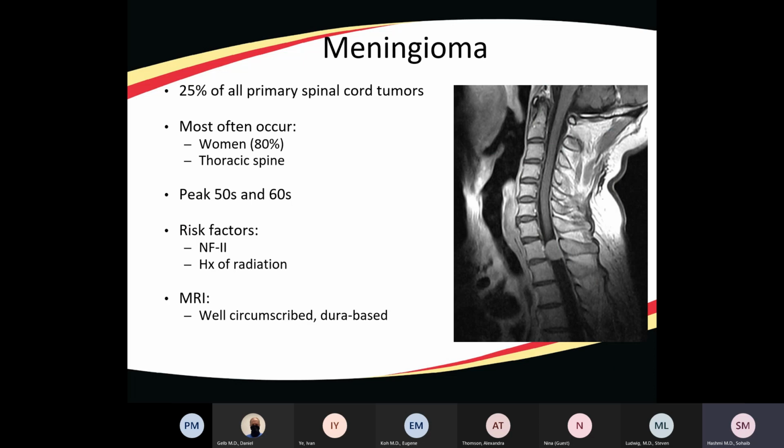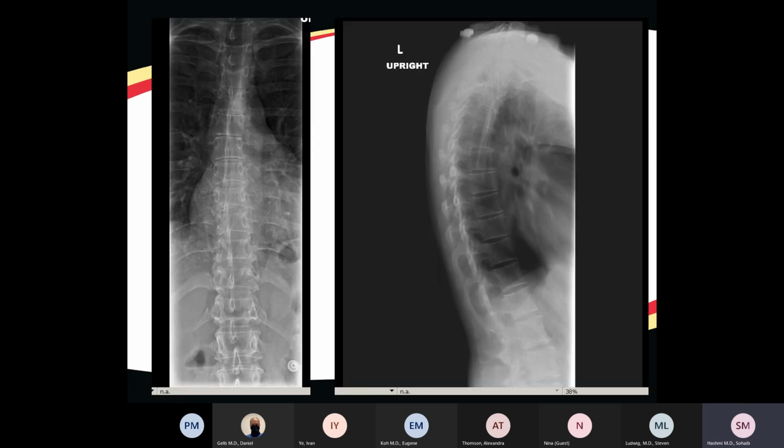It's important to notice that on X-ray, those findings can be very, very subtle, but certainly it is there if we take a look.